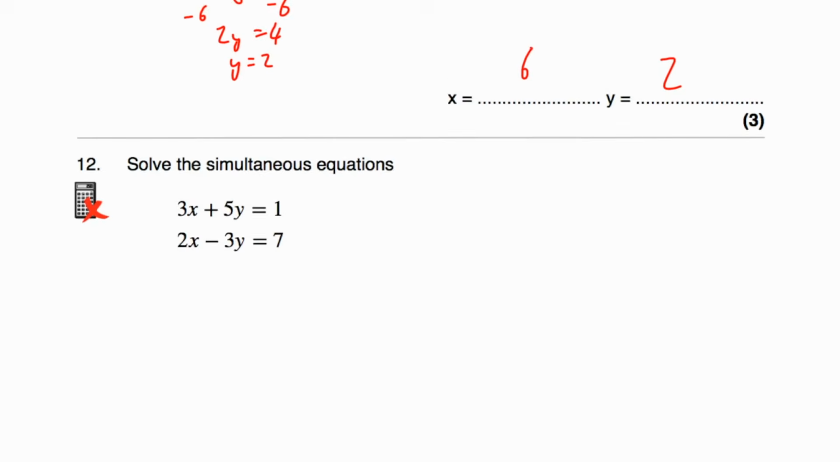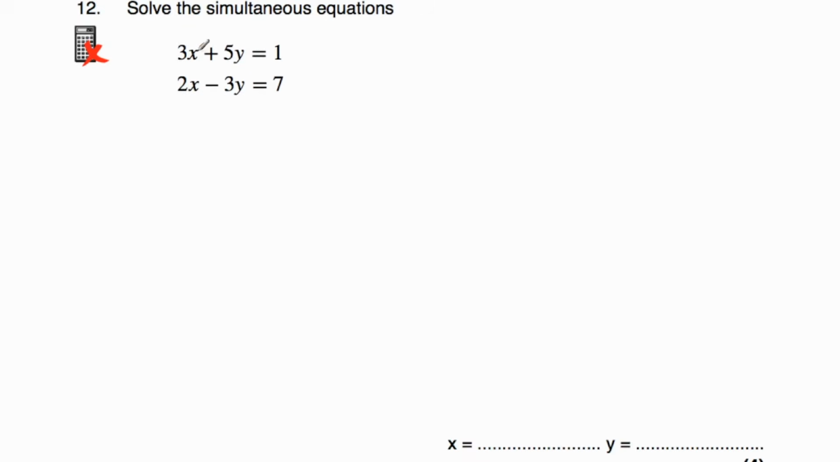Okay, let's have a look at our next question, question number 12. So question number 12 says, solve the simultaneous equations 3x plus 5y equals 1 and 2x minus 3y is equal to 7. Now here I'm looking at this and I'm thinking again I'm going to need to multiply both of the equations by a number, so I'm going to call this equation A and this equation B.